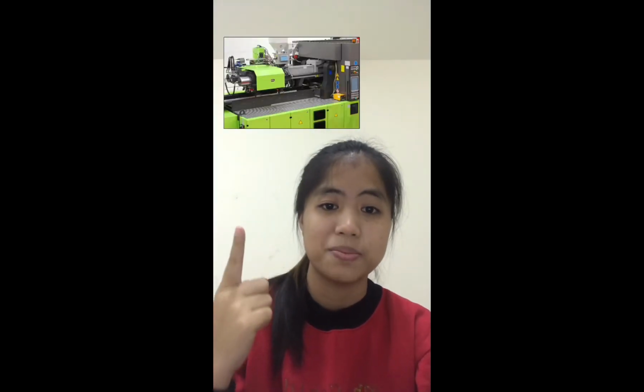First is injection molding. What is injection molding? Injection molding is a manufacturing process of injecting material into a mold to produce a part. The most common materials used for injection molding are metals, thermoplastic polymers, and thermosetting polymers. Other possible materials include glass, elastomers, and confections. This is the machine that we use in injection molding.